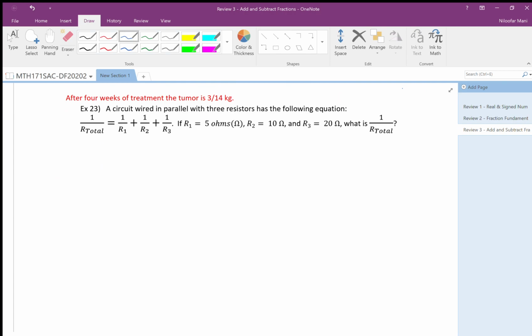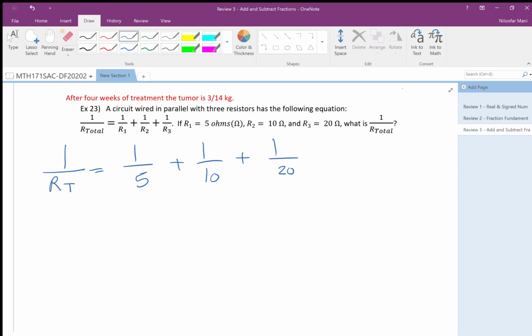How about this? A circuit wired in parallel with 3 resistors has the following equation. Okay, what is 1 over R total? So 1 over R total is 1 over R1, which is 5, plus 1 over R2, which is 10, plus 1 over R3, which is 20. All of them have the same unit, 5 ohms and 10 ohms and 20 ohms. Perfect. I don't need to worry about any conversion. Let's say I don't know what is ohm. That's the unit of resistance, I know, but let's say I don't know it. It doesn't matter. I just have to find it mathematically.